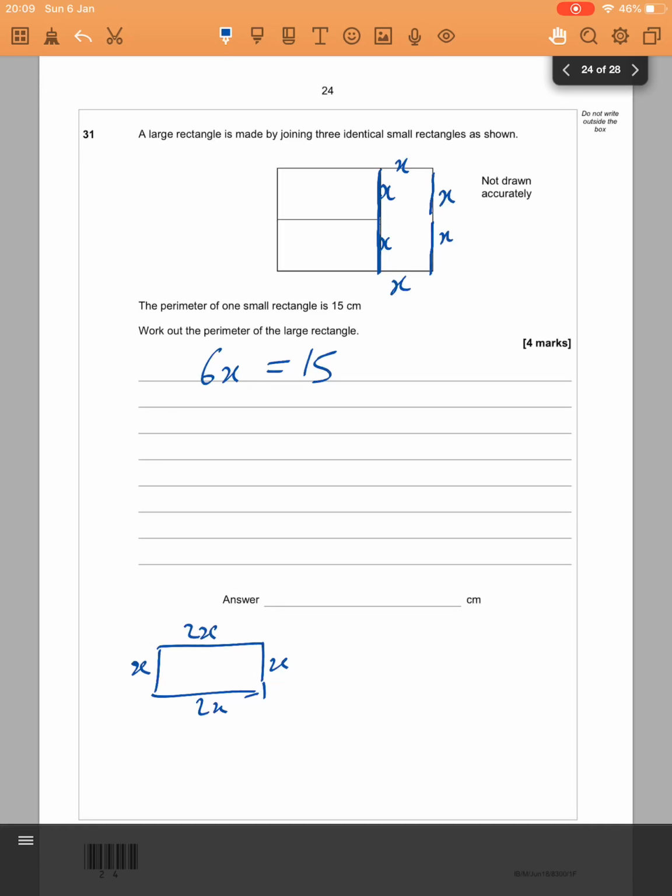Your job now will be to find out how much 1x is, and then you can find the perimeter of the entire rectangle, because you will then know the length of this and the length of this, which you can use to find the perimeter of the whole rectangle.